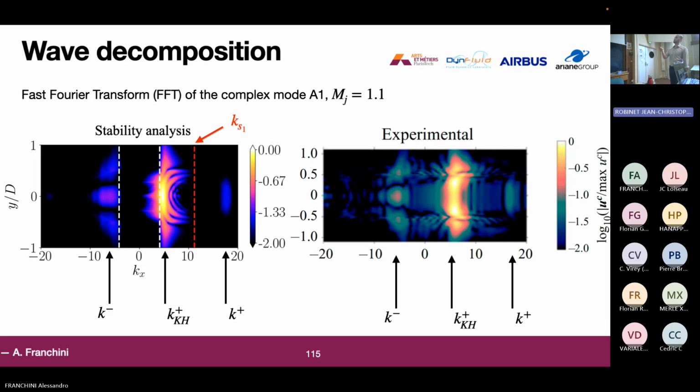Here we plotted in red the KS1 wave number, and the acoustic wave numbers are in dashed white. Here we can see that the K minus is represented by this structure here. Then the Kelvin-Helmholtz is the most amplified one, and it's in here, and it's very similar to the one coming from experiments. And then there is the K plus, which is the last one, which has this structure again. This is the fast Fourier transform made of the streamwise velocity component mode. We have the complex part, because the FFT is non-symmetric, so we take the whole complex mode, to be precise.